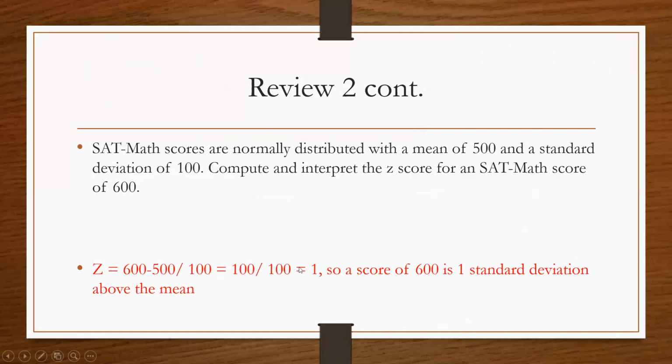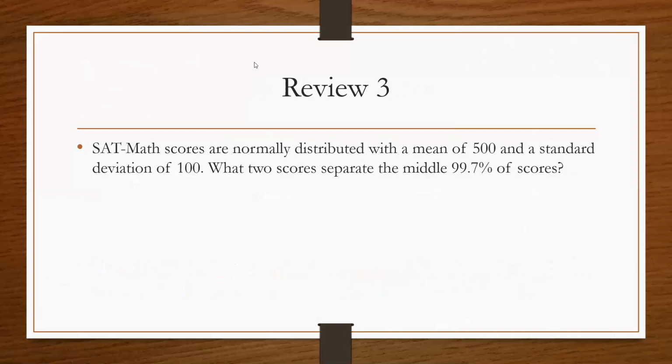One very important thing is you always have to remember to interpret this, because they're going to ask, is it above the mean or below the mean? Like, was this, no pun intended, mean? Since it's positive, it's one standard deviation above the mean. So a score of 600 is one standard deviation above the mean. All right, and on to the next question. I'll give you guys a little bit of time to work with this.